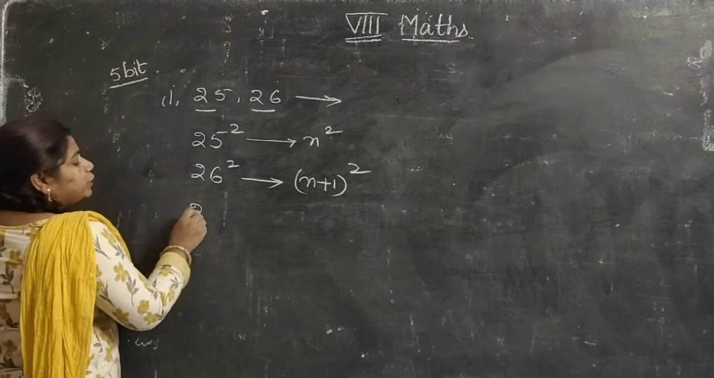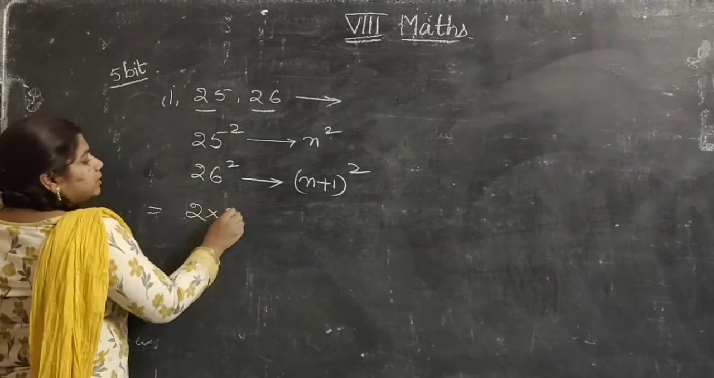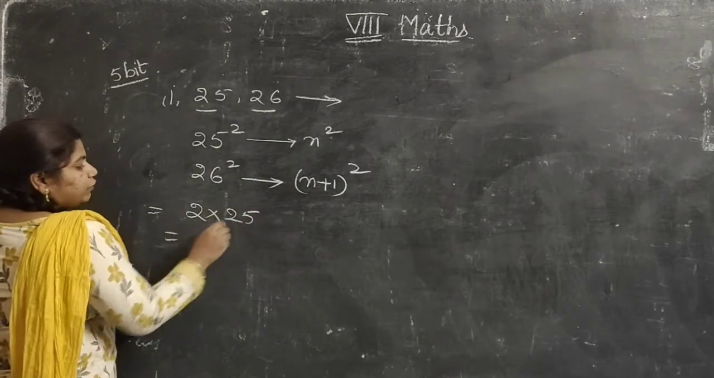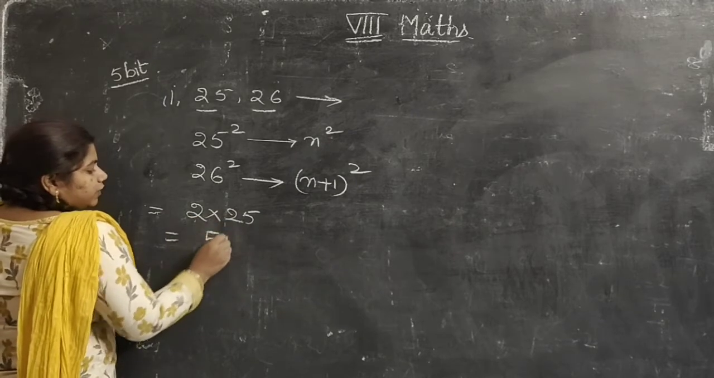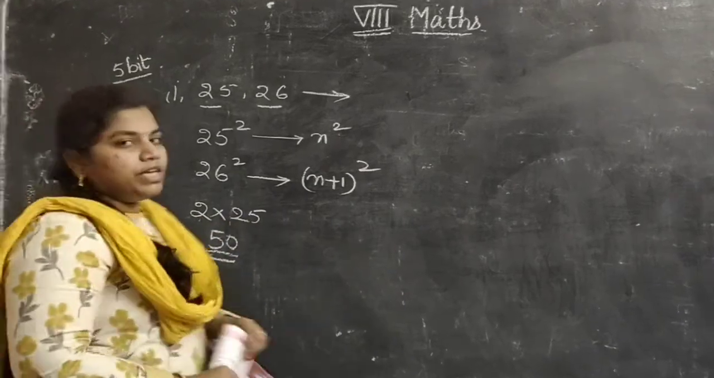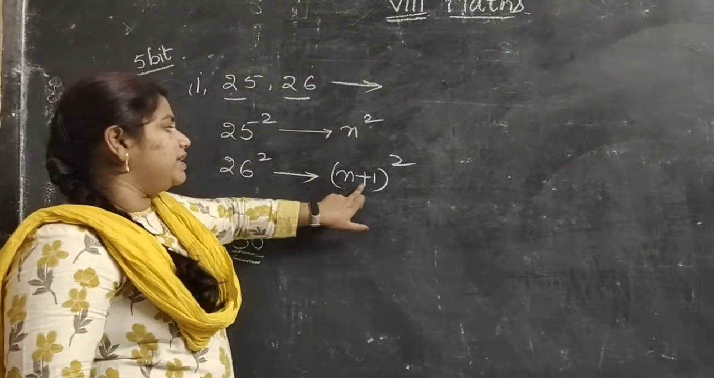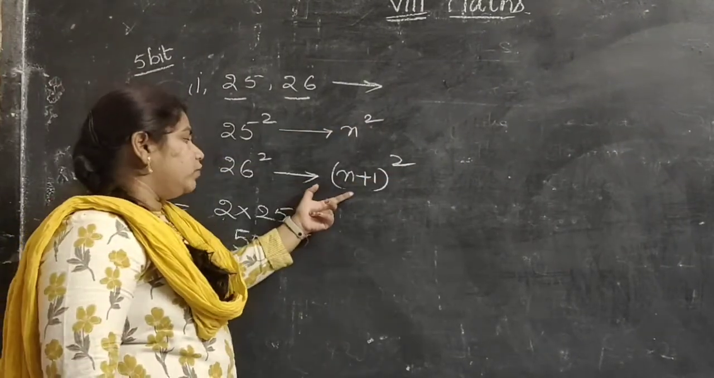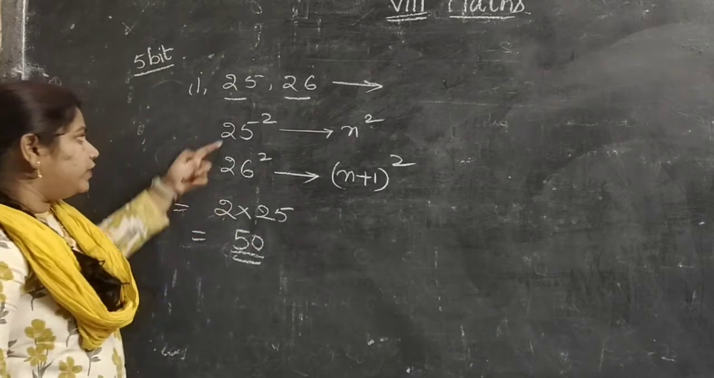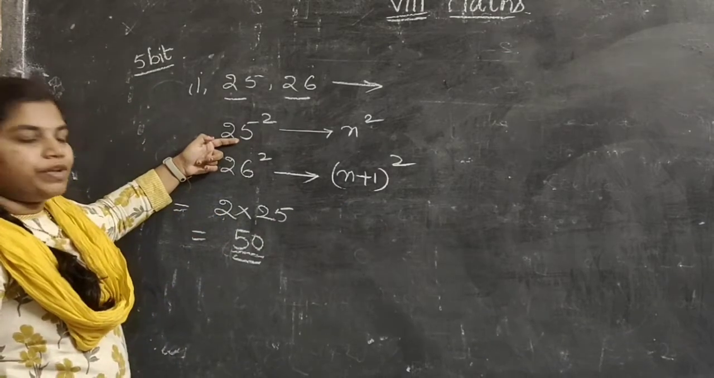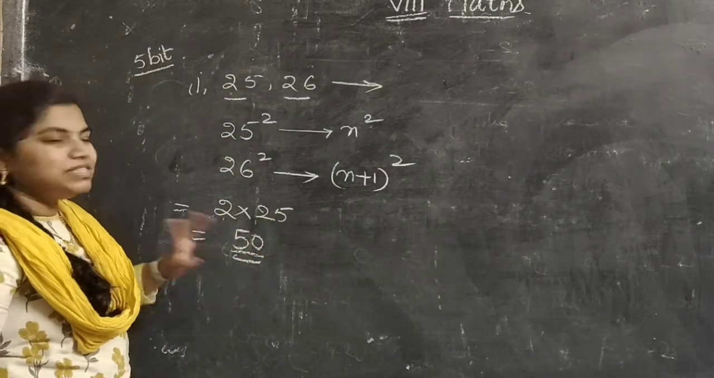we will multiply 2 to the first number. That is, 2 25s are 50. So what is that? If the given numbers are in the form of n square and (n+1) whole square, then only we will multiply 2 for the first number. That is for 25, it is 2 into 25, which is 50.